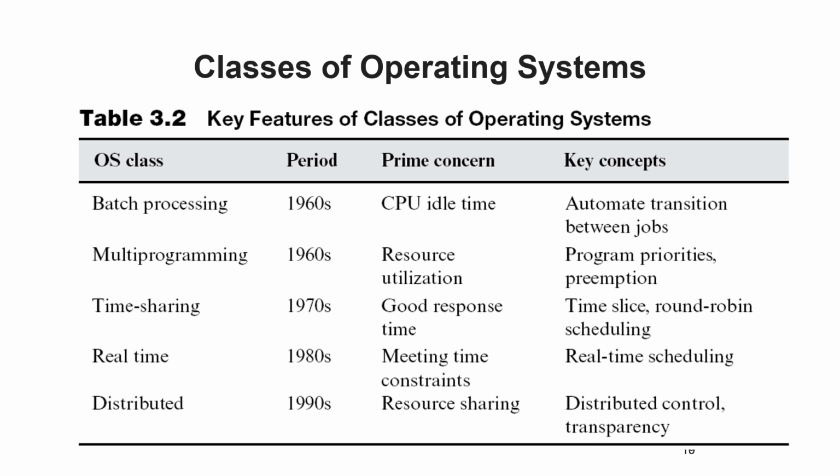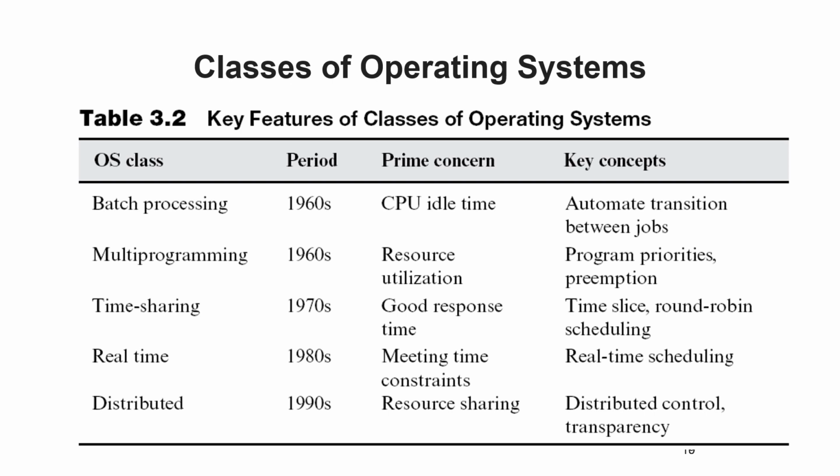To achieve that resource sharing, the key concepts are distributed control and transparency. The control is distributed among the computer systems connected to the network. With transparency, if any failure occurs, irrespective of the location, one can easily access the resource available in the network. This is the basic key concept and the prime concern behind the distributed operating system. So this is all about the classes of operating system.